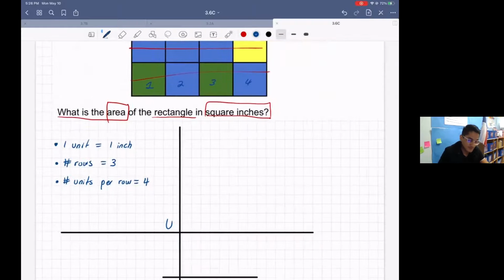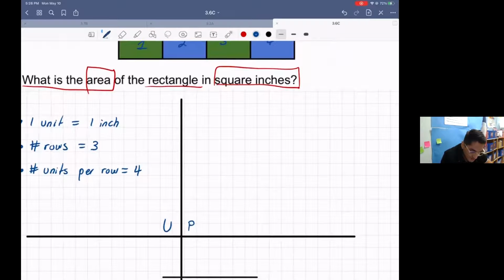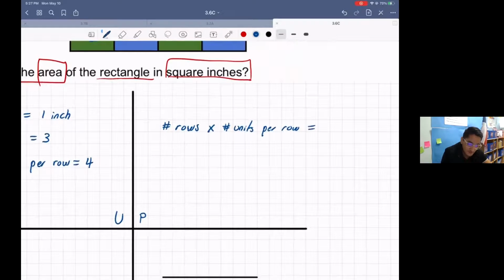Pretty simple. Okay, so how am I going to plan on getting the area? So I know that I have to multiply the number of rows times the number of units per row, and that is going to give me my area. I said I have 3 rows and number of units per row is 4.